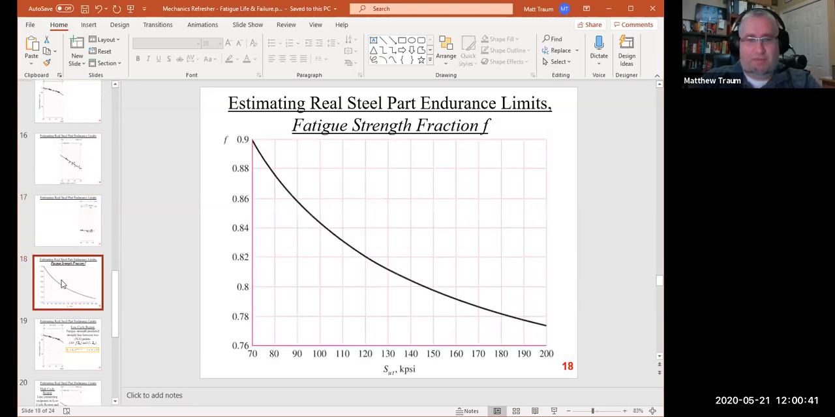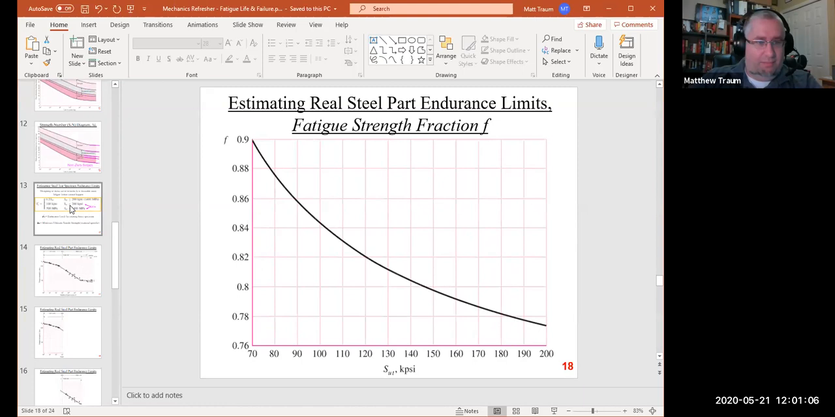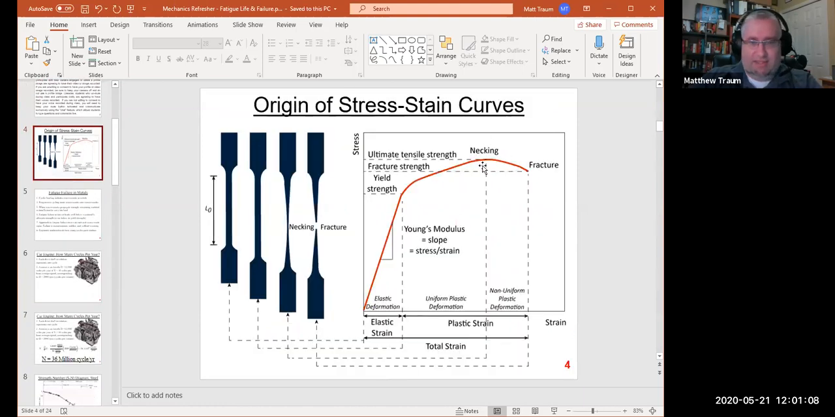So first piece of information we need is a value called S. S is the fatigue strength fraction. And the fatigue strength fraction is tabulated for a number of materials. This is the one for steel. So on the x-axis, we've got the ultimate strength, which remember is the same point if I go all the way back, right? So we just literally need 1 point to calculate all of this stuff.